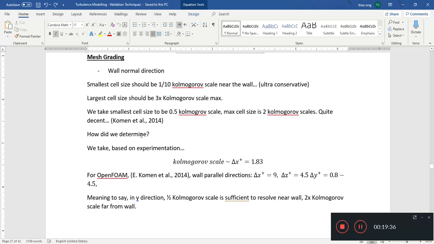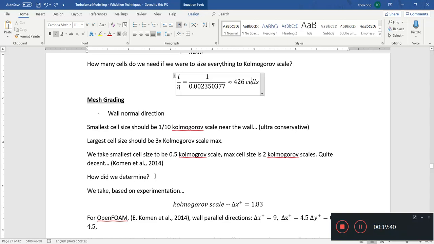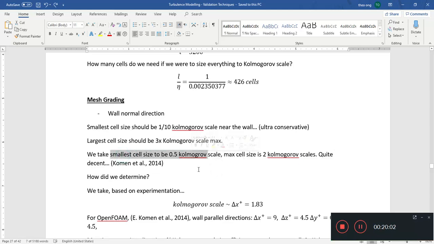So we also want to have grading as well, so that the smallest cell size is actually about 1/10 Kolmogorov scale, and this is very conservative, and the largest cell size should be about 3 times Kolmogorov scale max. So based on this, to give you a rough number, the smallest cell size we can take to be 0.5 times the Kolmogorov scale, and the maximum cell size is 2 times the Kolmogorov scale. This is actually quite decent. We don't have to go through the ultra conservative. We do not have computing power for that. So we'll try to give ourselves as much leeway as possible without violating the Kolmogorov scale too much.